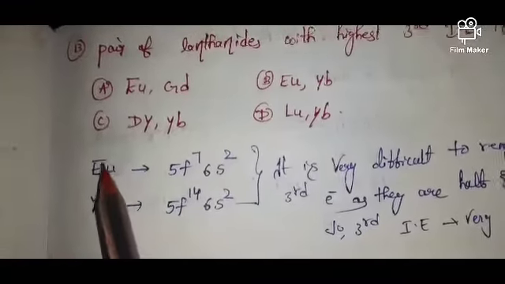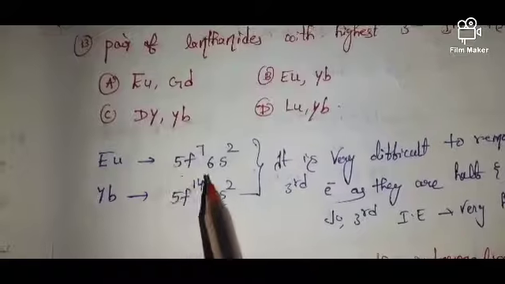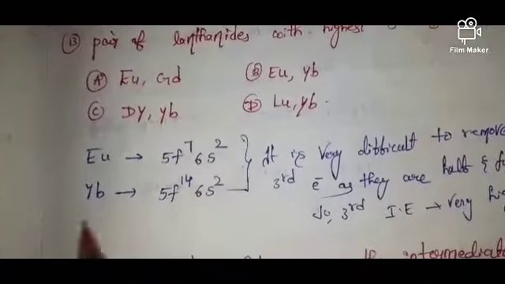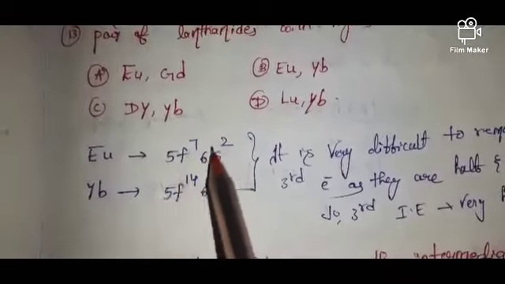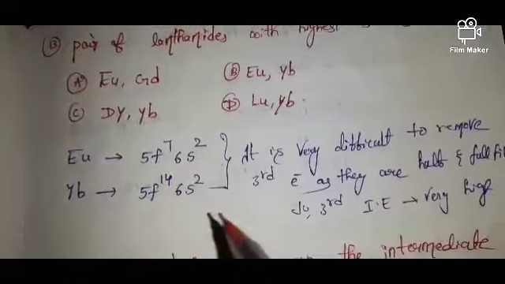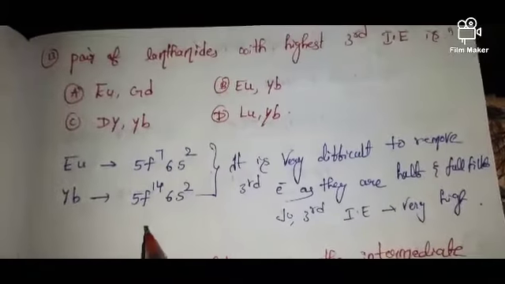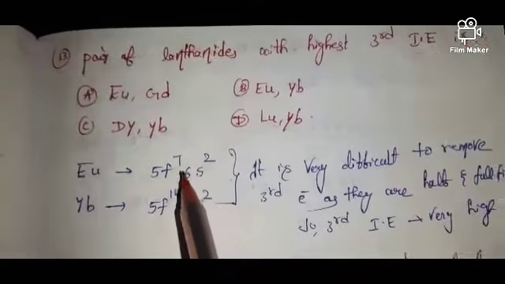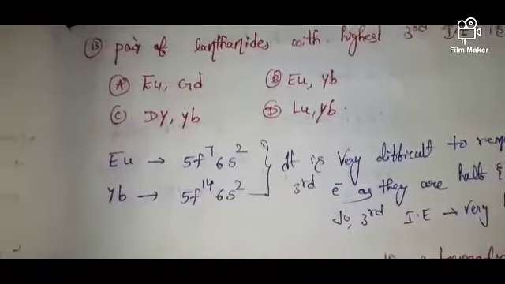See, here europium and ytterbium. The electronic configuration for europium is 5f7 6s2, and for ytterbium is 5f14 6s2. We know that this is half filled and this is fully filled, so it is very difficult to remove the electron. As they are half filled and fully filled, the third ionization energy is very high for europium and ytterbium. So our option is B, friends.